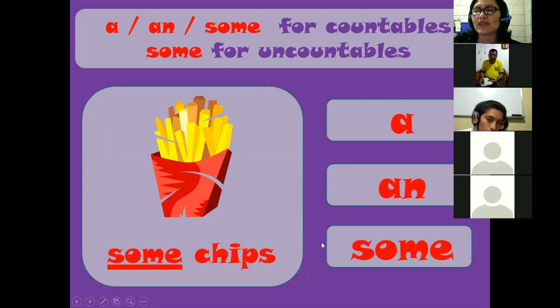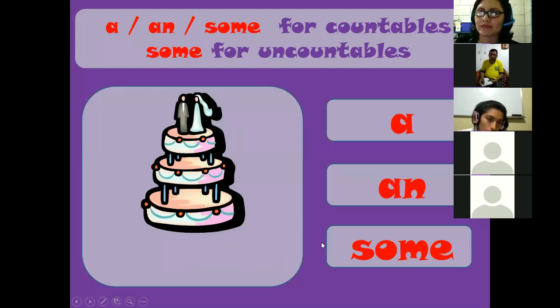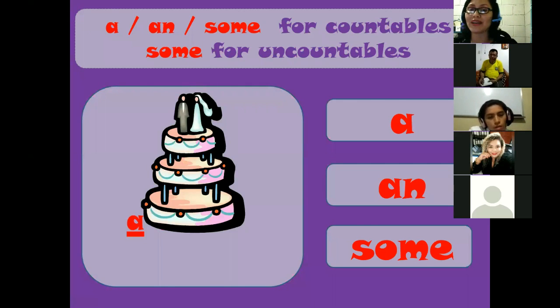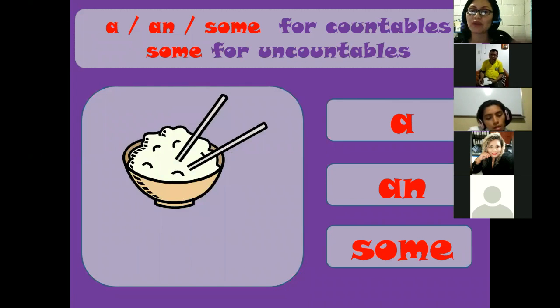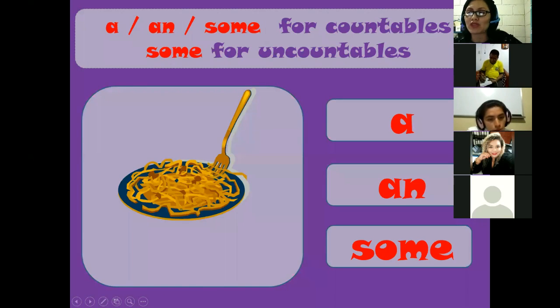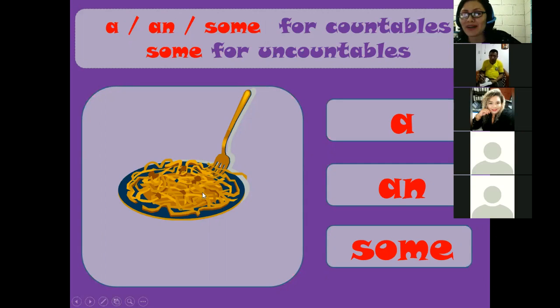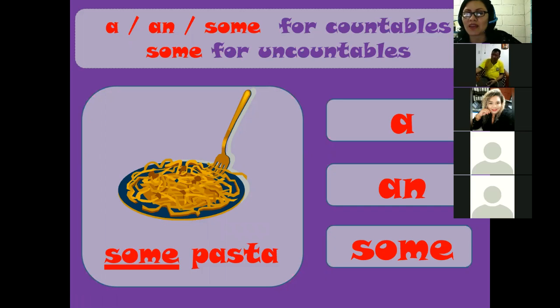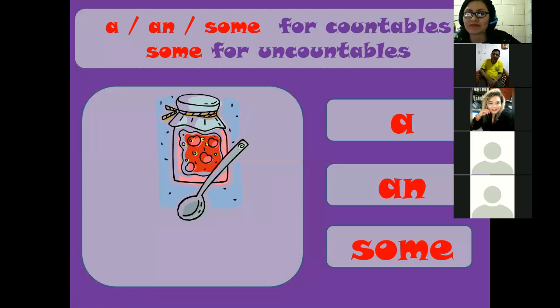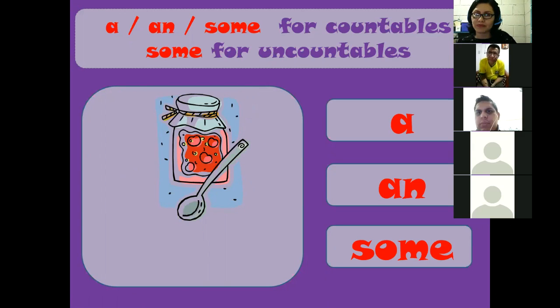Okay, very good. What about this one? A, an, or some? A cake. Muy bien. A cake. Very good. What about this one? Rice. Some rice. Muy bien. We got some rice. Excellent. Okay. What about this one? Pasta. Some pasta. Very good. Excellent. What about this one? Jam. A, an, or some? Some. That is correct, guys.